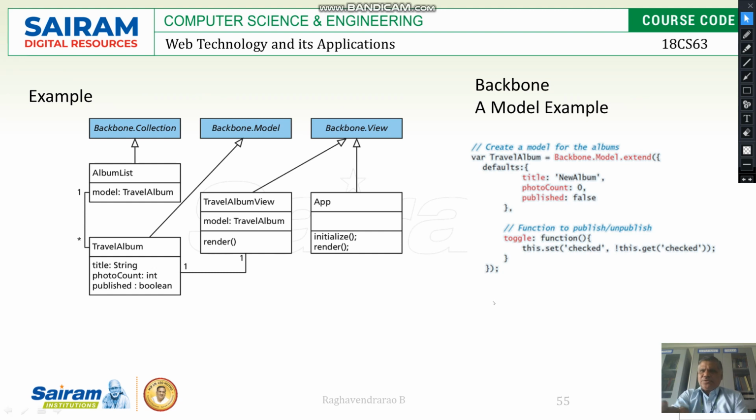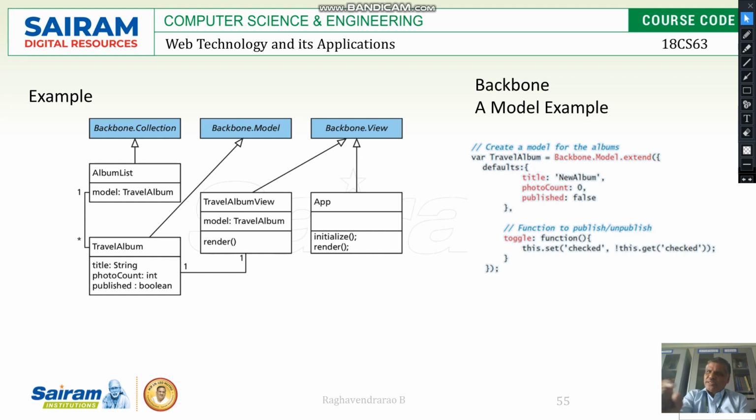Here is the example that is going to show Backbone. There are three things: Backbone collection, Backbone model, and Backbone view. Now, the view is nothing but a complete application. First it initializes and renders the function, meaning it gets executed over there. Then here the travel album view is there, one of the applications. The model is going to be travel album. When you click on that, travel album is going to get executed.